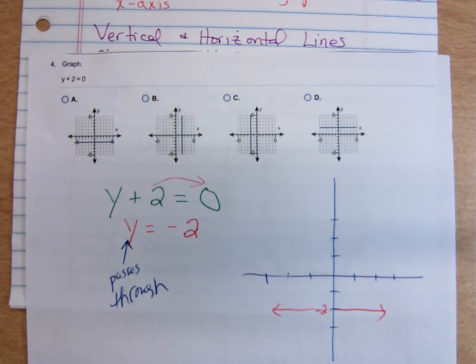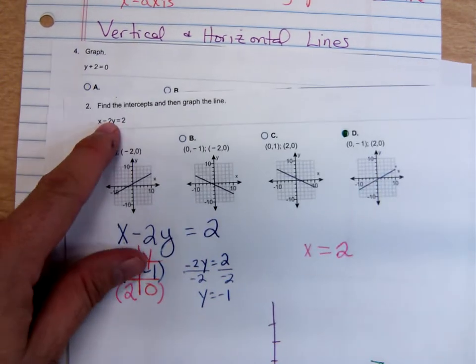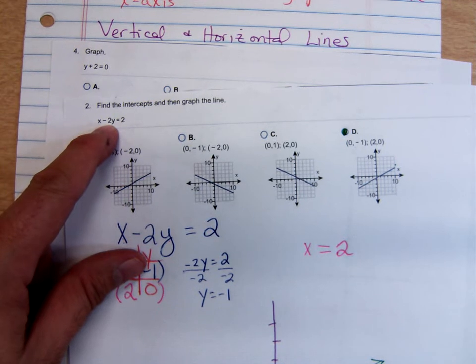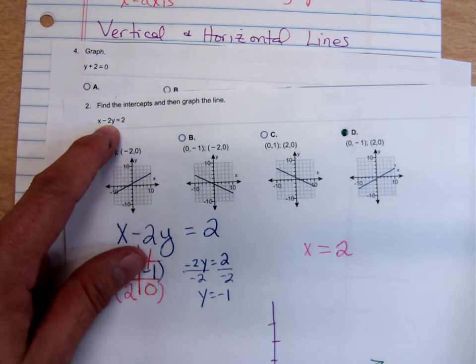Okay. Any questions over graphing a vertical or horizontal line? And how do you spot a vertical and horizontal line? How does this equation look different from a slanted one? Slanted ones have x's and y's. Vertical and horizontal have only one variable, either x or y, not both.